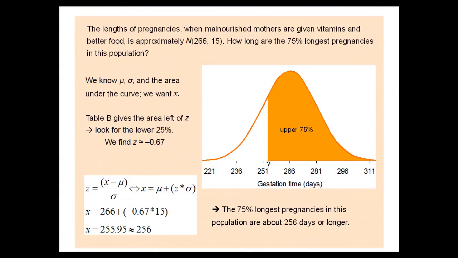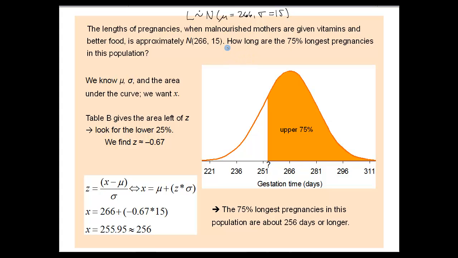Okay, let's go ahead and look at another last example before we talk about quantile plots, or trying to determine whether a data set is normal. For this example, we're looking at the lengths of pregnancies, and in particular when we have malnourished mothers. And if they're given vitamins and better food, then we can talk about the length of the pregnancy. So I'm going to say L here for length of pregnancy is distributed approximately normal with a mean of 266 and a standard deviation of 15.